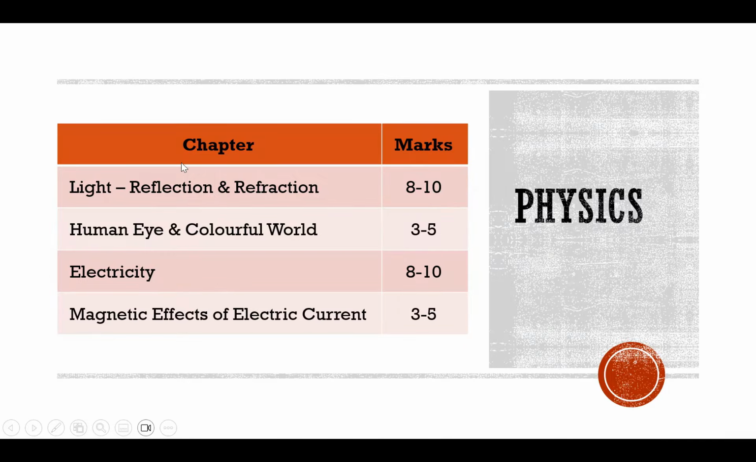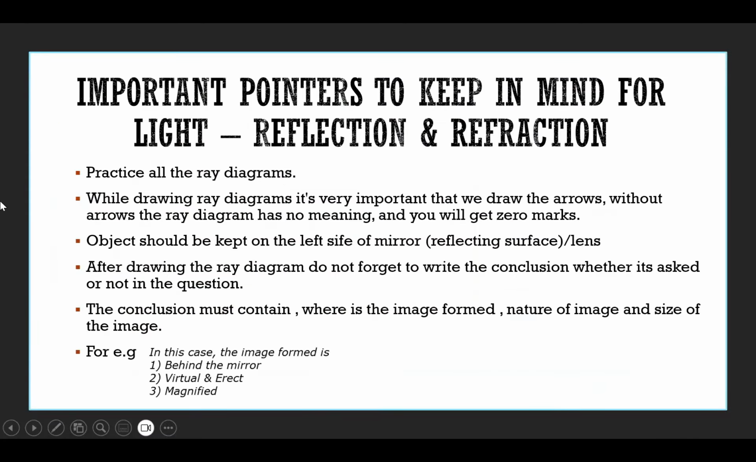So maximum weightage is for light and electricity, which varies from 8 to 10 marks. Now, some important pointers to keep in mind for light, reflection and refraction. As this is a moderator session, I'll be able to tell you where usually students make mistakes and what we should avoid. First of all, when we are talking about light, it's a ray diagram based chapter.